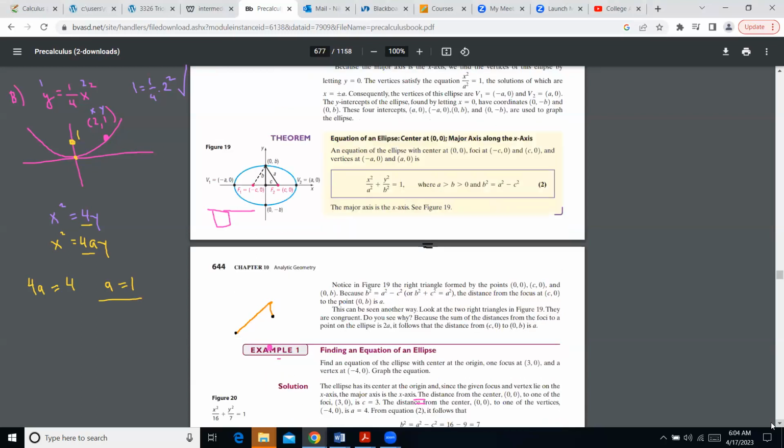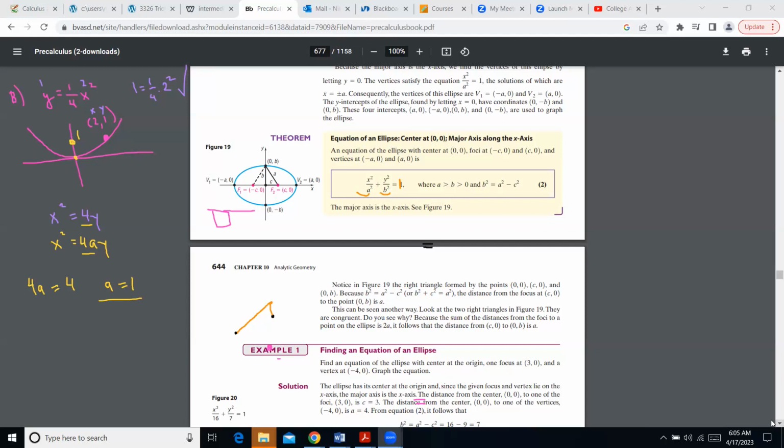And other than that, they also look at the equation of the ellipse that we have here. In this equation, notice that underneath x squared, they have a squared, and underneath y squared, they have b squared. And the key part is that this equation is equal to 1. So that's the important part.